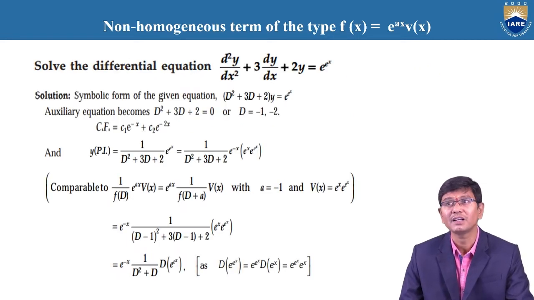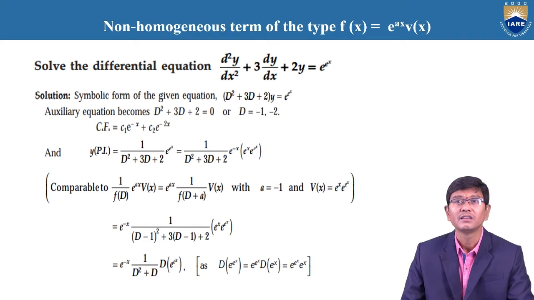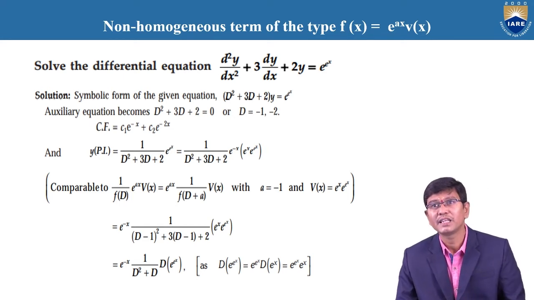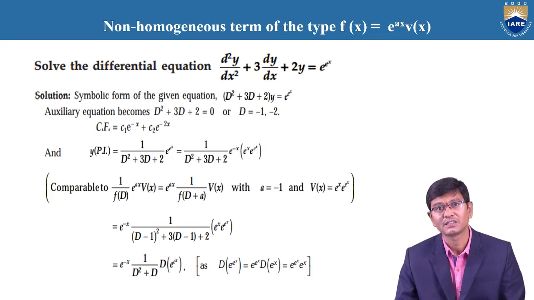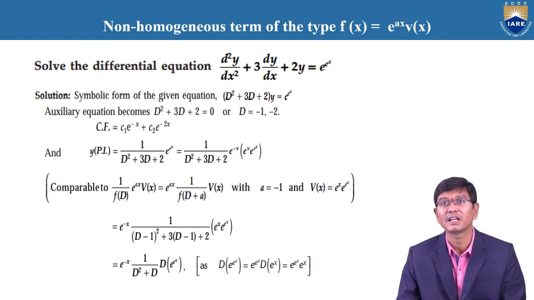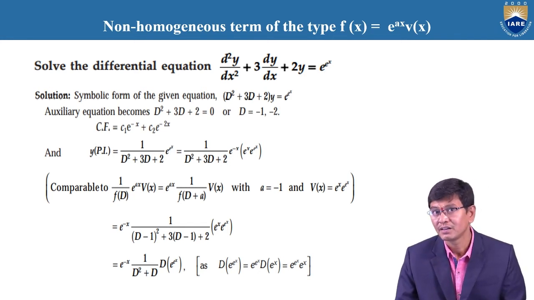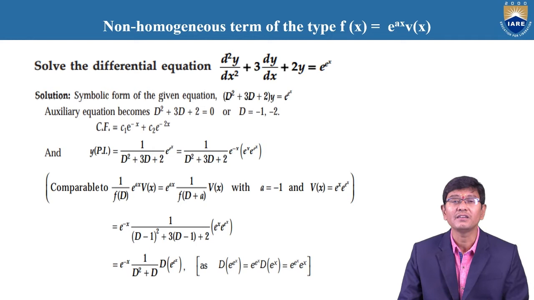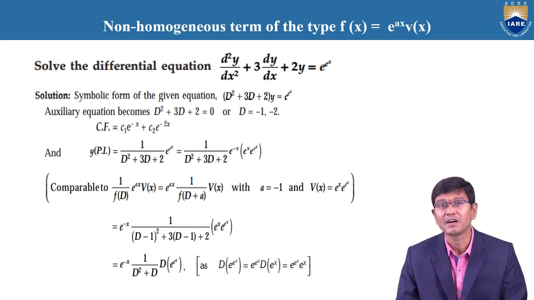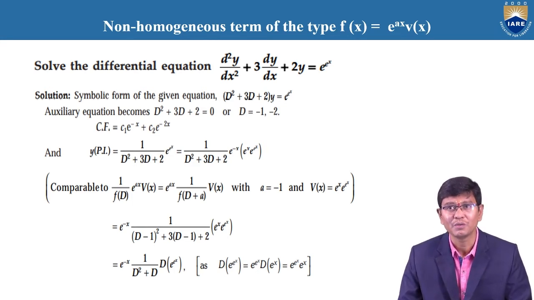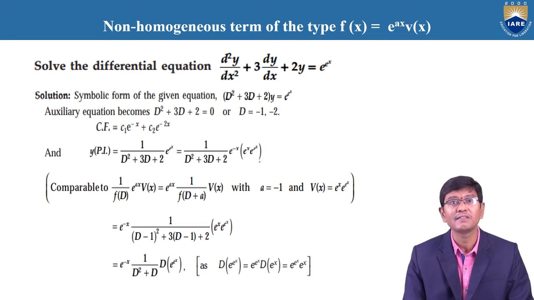Now we need to discuss one other problem: solve the differential equation d square y by dx square plus 3 into dy by dx plus 2y is equal to e power of x. Here it is very important to understand what is on the right side, which is nothing but e power of x. Before going further, we need to write the auxiliary equation of the given differential equation. Therefore, the auxiliary equation is d square plus 3d plus 2 into y is equal to 0. Here also the second order is clearly given in the problem.